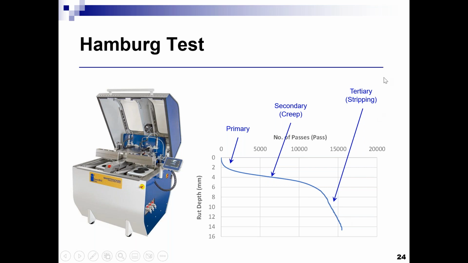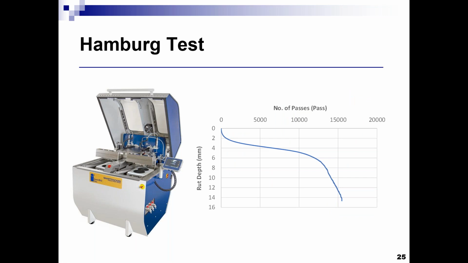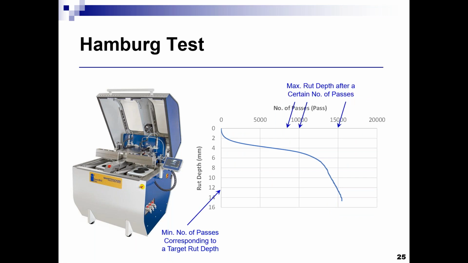And when you're dealing with softer asphalt binders, you're going to reach that tertiary stage faster than if you're dealing with a stiffer asphalt binder, where you may not even see it, and the test will continue without you actually reaching that point. Now, several rutting parameters have been proposed in the literature.